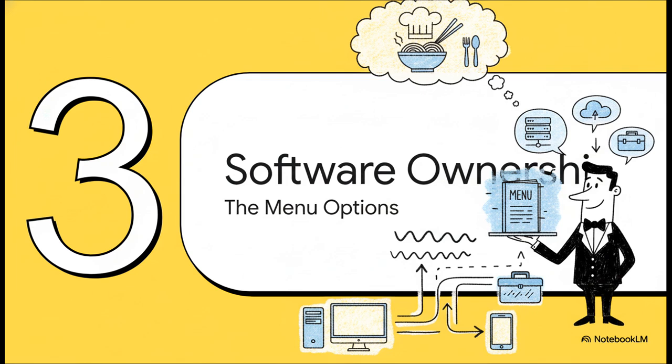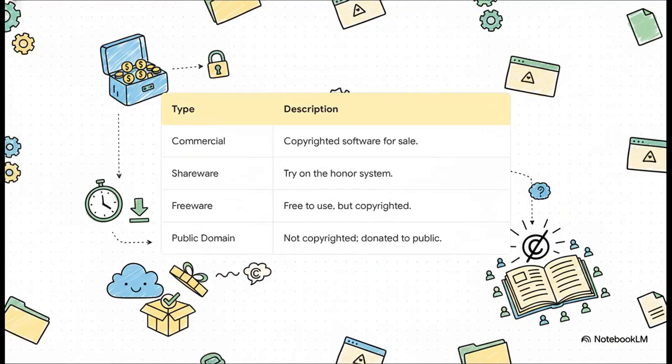All right, so where do we even get all the software? Well, just like ordering food at a restaurant, you've got a few different options on the menu. Basically, the software menu breaks down into 4 main types. You've got your standard commercial software, like Microsoft Office, that you pay for. Then there's shareware. That's your try before you buy, like a free trial of a program. You've also got freeware, like the Chrome browser, which is totally free to use, but the company still owns it. And finally, there's public domain software, which is like a recipe that's been donated to the public for anyone to use and change however they want.